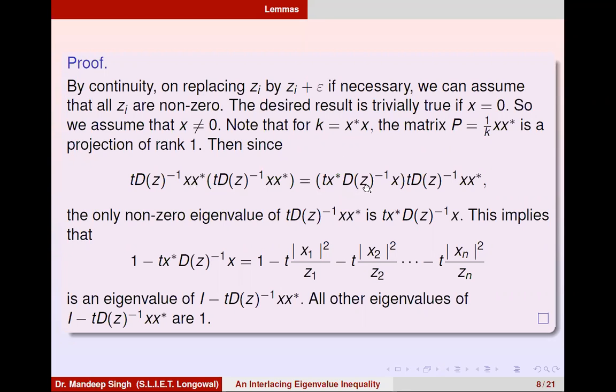Why is this a scalar? Do you agree that this part is a scalar? So t times x star D_z inverse x is a scalar. This total is a scalar, multiplied with t also, and t is already a scalar. So x star D_z inverse x comes out to be a scalar. This comes out.